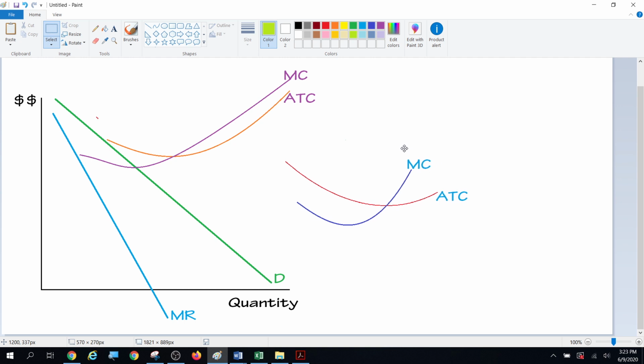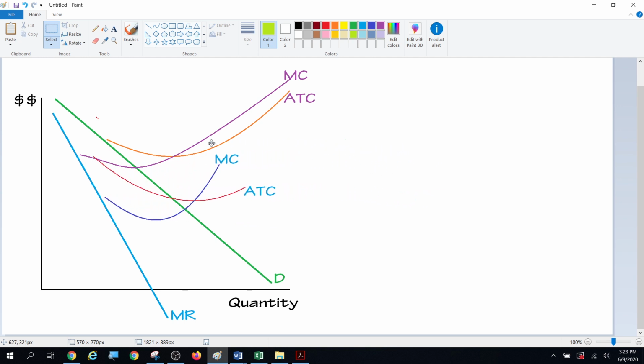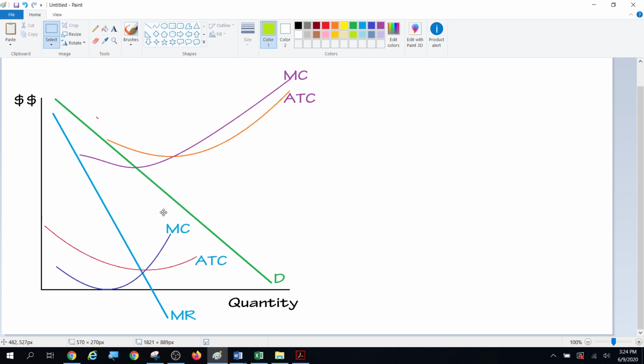Now, in order to show that we're profitable, we have to put the average total cost curve below the demand curve. It doesn't have to be totally below the demand curve as I'm showing there. You can just put it somewhere below the demand curve.